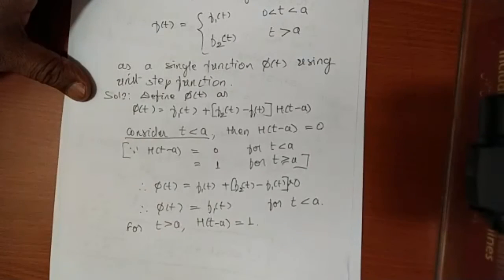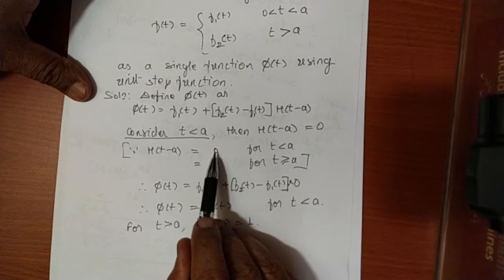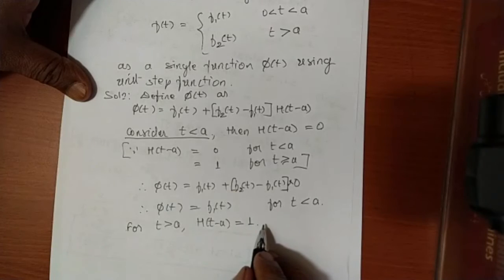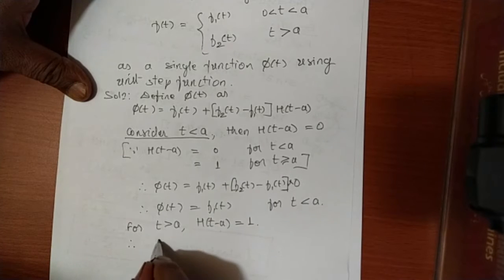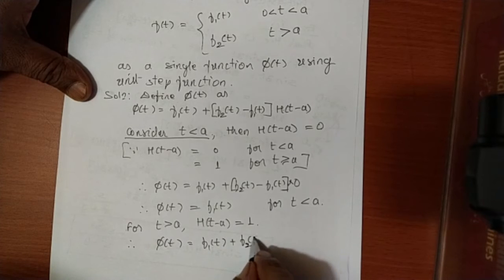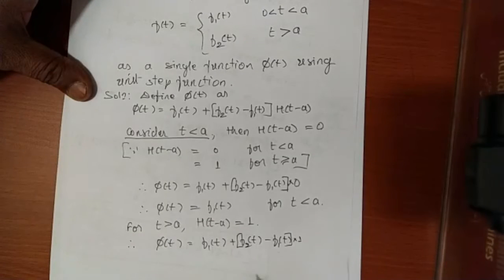H of t minus a is 1 because it is a unit step function. For t less than a, it is 0. For t greater than a, it is 1. So h of t minus a is 1. Therefore, what will be phi t now? Phi of t will be equal to f1t plus f2t minus f1t into 1. So if I remove this bracket, f1t plus f2t minus f1t, these two cancel.